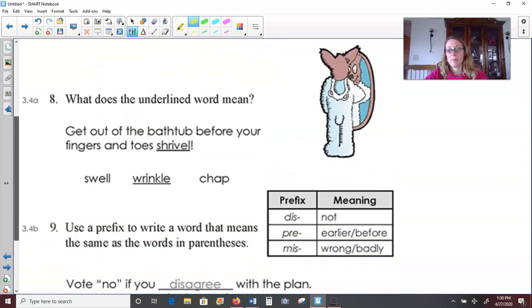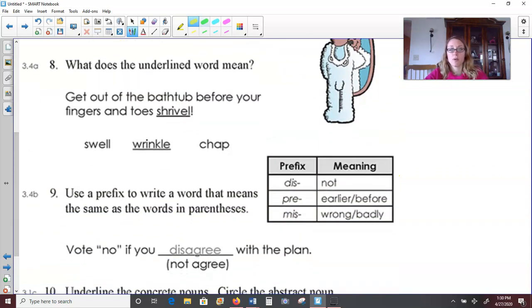All right, and number 8, what does the underlined word mean? Get out of the bathtub before your fingers and toes shrivel. I'm sure mom or dad has said that to you before. Does that mean before your fingers and toes swell, wrinkle, or chap? Well, if you've spent a lot of time in a swimming pool or a bathtub, you know it means your fingers will wrinkle or they get all pruny. They kind of get shriveled up. So those 2 words are synonyms.